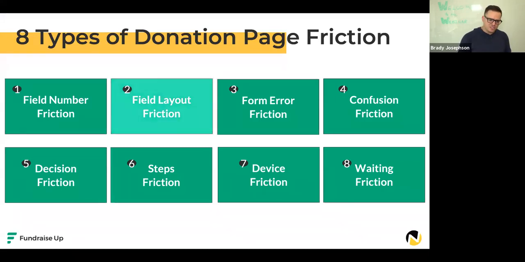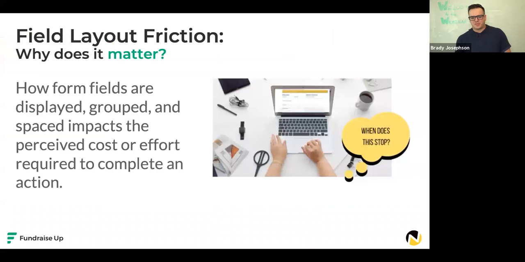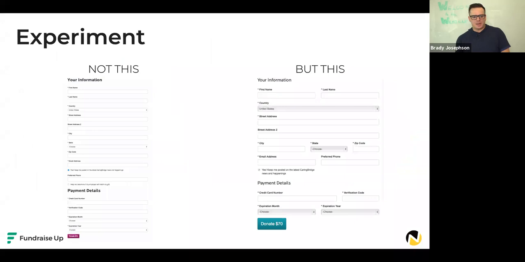Now, field number friction works in conjunction with this thing, field layout friction. So field layout friction is basically how form fields are laid out. Basically, do they use horizontal space or look shorter, or are they really, really long? Because how they're laid out actually has an impact on someone's likelihood to start and someone's likelihood to complete. And here's what I mean. This is an experiment where the form information is the exact same. The amount of information is the same. No difference above the form. The only difference is the layout.